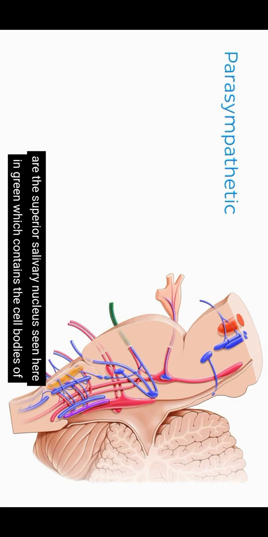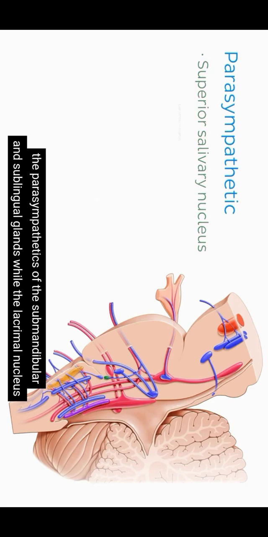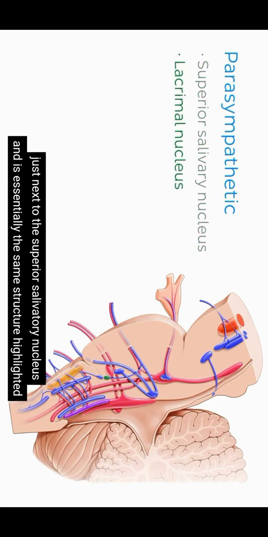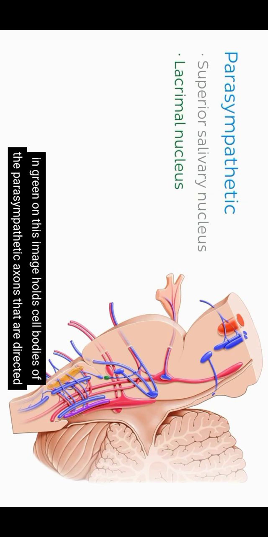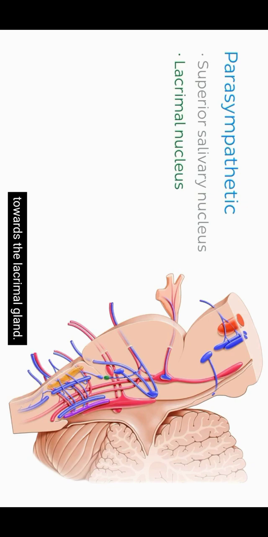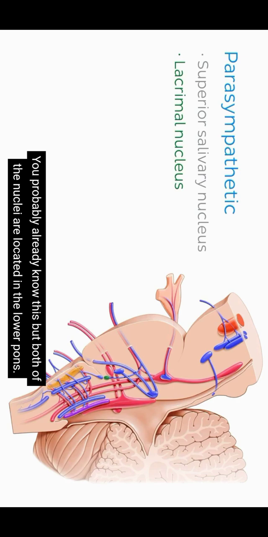The nuclei that provide this innervation are the superior salivary nucleus, seen here in green, which contains the cell bodies of the parasympathetics of the submandibular and sublingual glands, while the lacrimal nucleus, just next to the superior salivary nucleus and essentially the same structure highlighted in green on this image, holds cell bodies of the parasympathetic axons that are directed towards the lacrimal gland. You'll probably have already noticed that both of the nuclei are located in the lower pons.